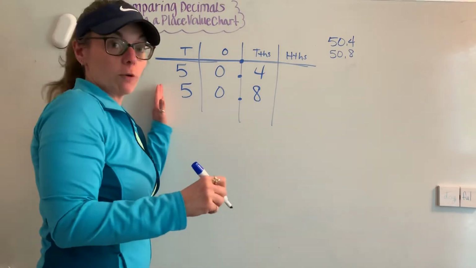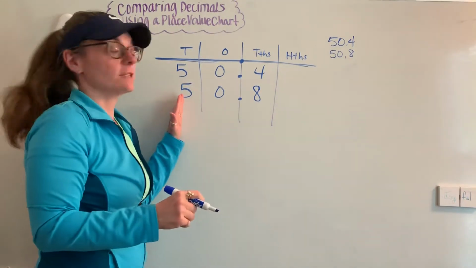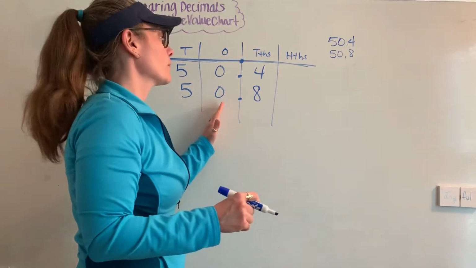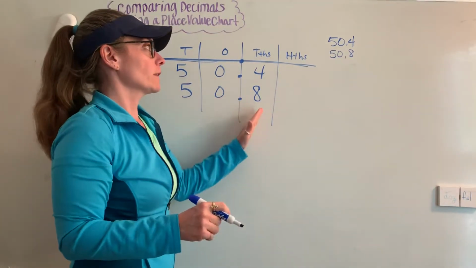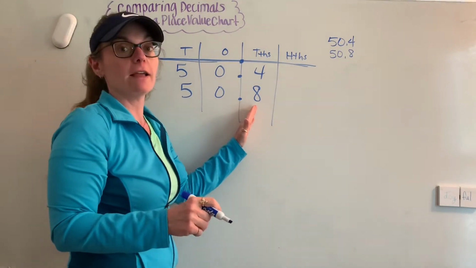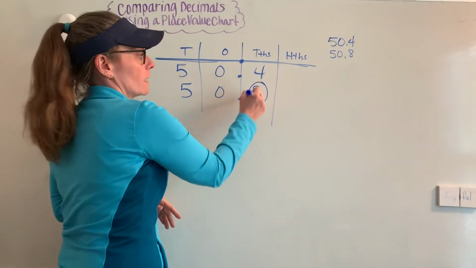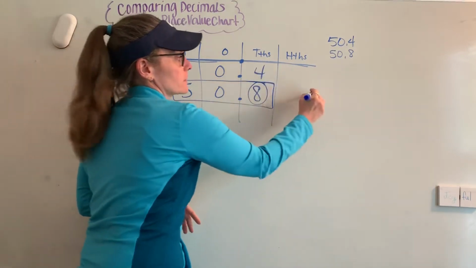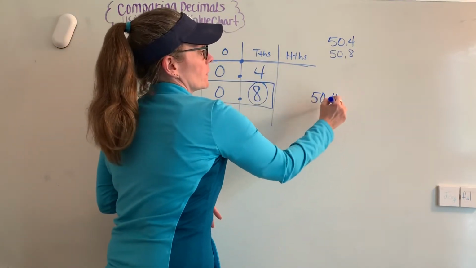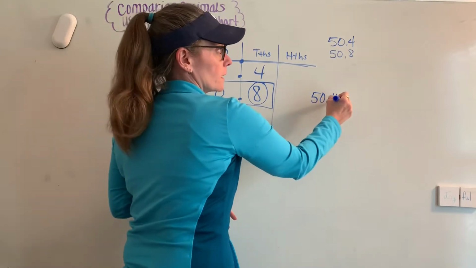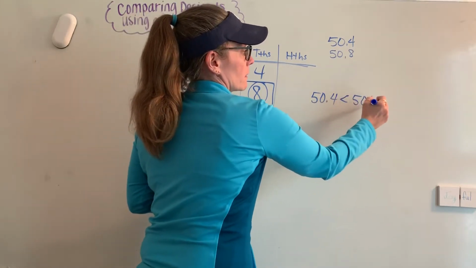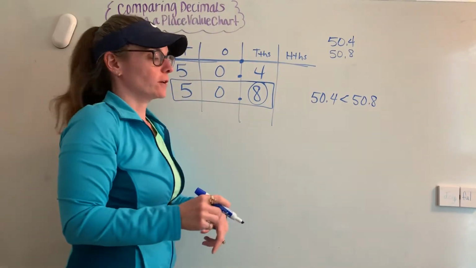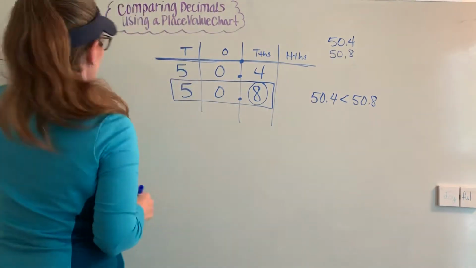Again, I start and work my way left to right. In the tens place, both numbers are 5, so I'm going to move to the ones place. Both digits are 0, and then I'm going to move to the tenths place. I have an 8 and a 4, and I know already that 8 is larger than 4, so 50 and 8 tenths is larger than 50 and 4 tenths, or 50 and 4 tenths is smaller than, or is less than, 50 and 8 tenths, and that would be your answer. Okay, let's do another one.